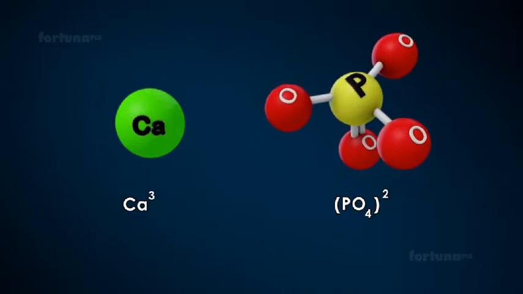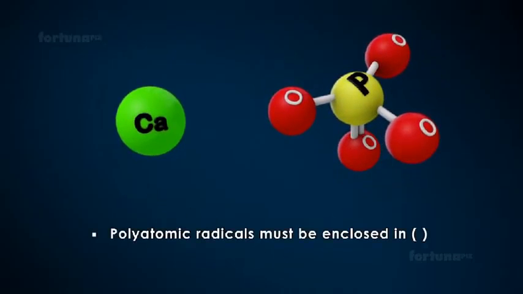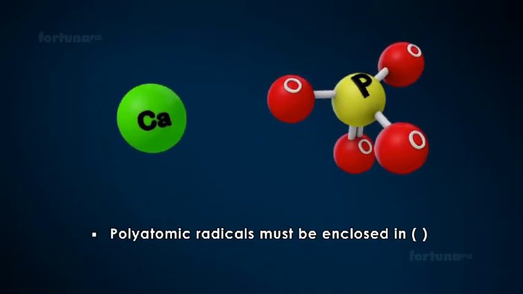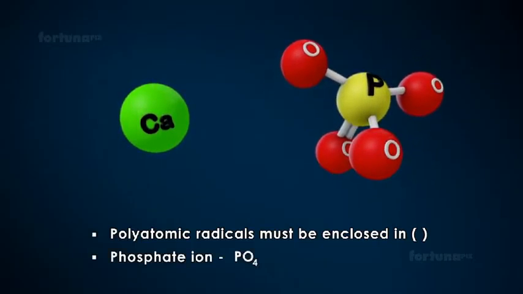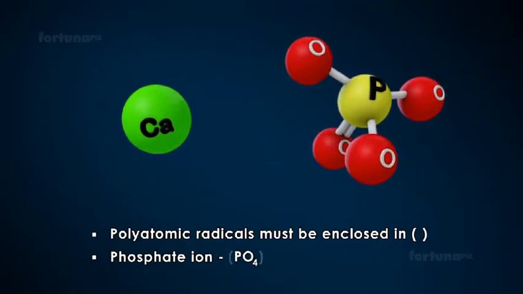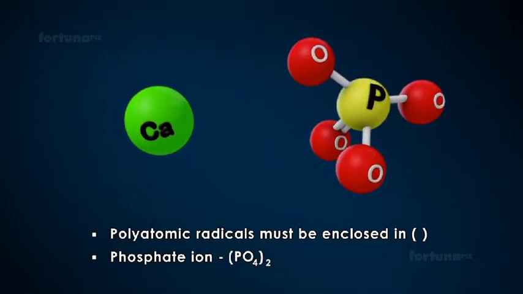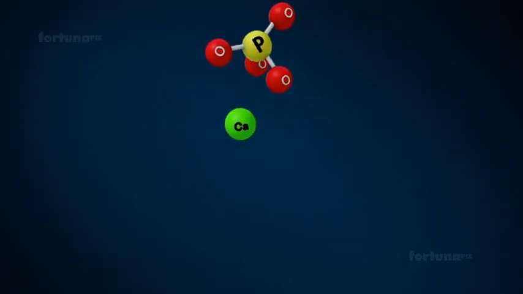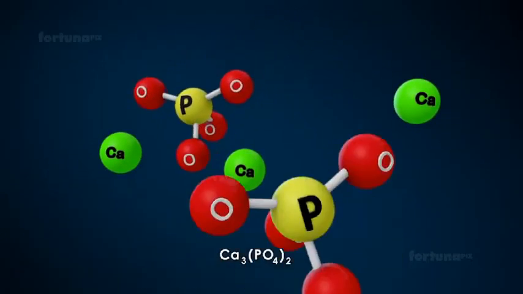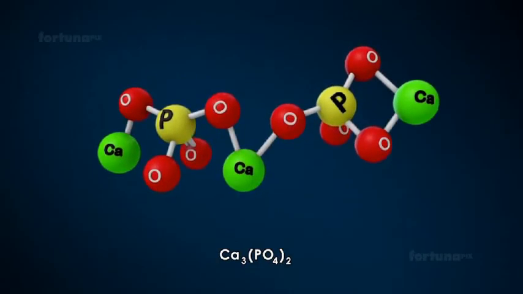Crisscross the valences. Polyatomic radicals must be enclosed in parentheses. The phosphate ion is a polyatomic radical, meaning it must be enclosed in a parenthesis with the subscript written outside. The final formula of calcium phosphate is written as Ca3(PO4)2.